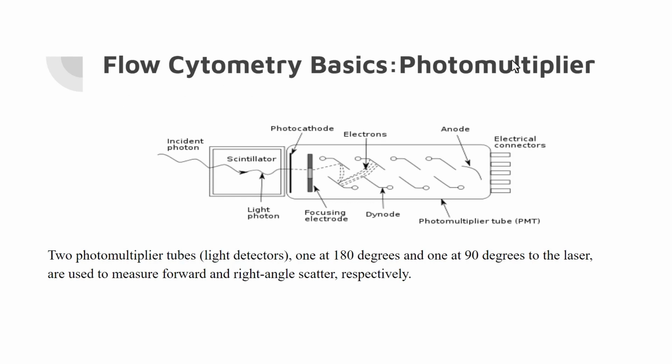So for flow cytometry, essentially there's going to be a photomultiplier detector. There's typically going to be two photomultiplier tubes. Those are going to be serving as light detectors, obviously. There's going to be one at 180 degrees and one at 90 degrees to the laser. And these are going to be used to measure both forward and right angle scattered light.